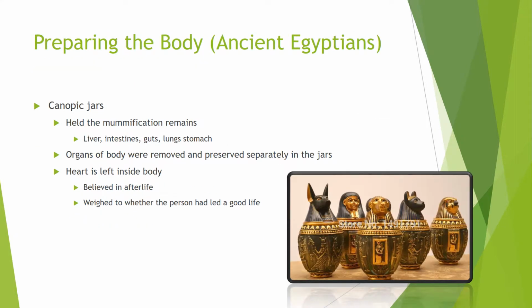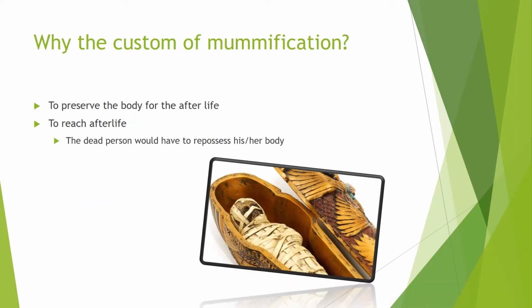With ancient Egyptians, they held the mummification remains in canopic jars, as displayed in the picture. The jars usually contained the liver, the guts, the lungs, the stomach, the intestines, stuff like that. The heart they left inside the body because they believed in the afterlife, and so they weighed whether the person had a good life or not. So the custom of mummification is to preserve the body for the afterlife, which is why they left the heart inside the body. And to reach the afterlife, the dead person would have to repossess his or her body.